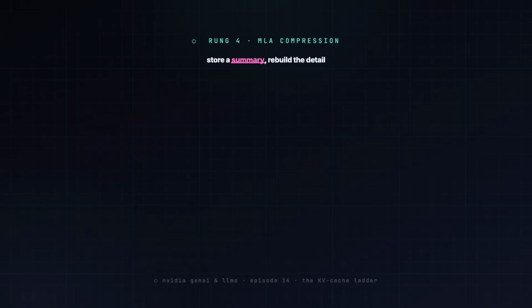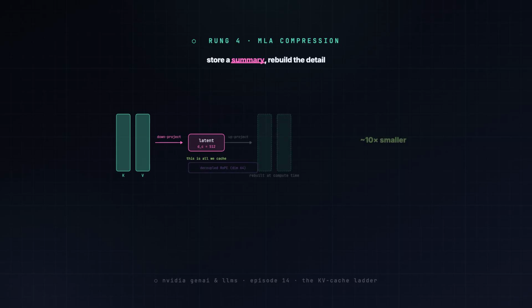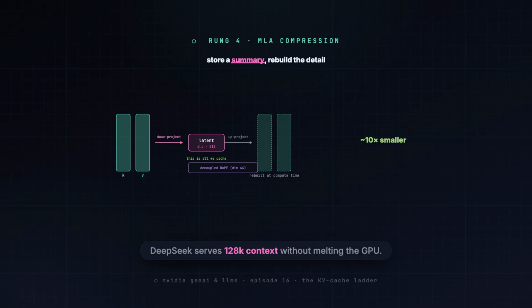Rung 4 is the cleverest. Instead of sharing the notebook entries, DeepSeek compresses them. It squeezes each word's key and value down into one small summary vector, stores only that, and reconstructs the full key and value when it needs them. The summary is dramatically smaller, about 10 times less memory, which is exactly why DeepSeek can serve a 100,000 word context without melting the GPU.